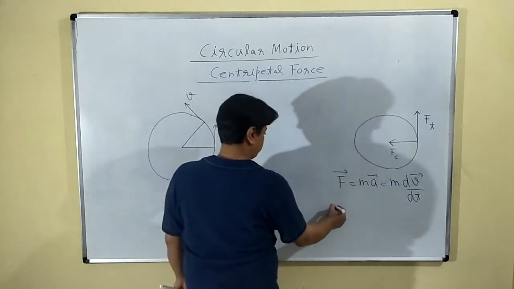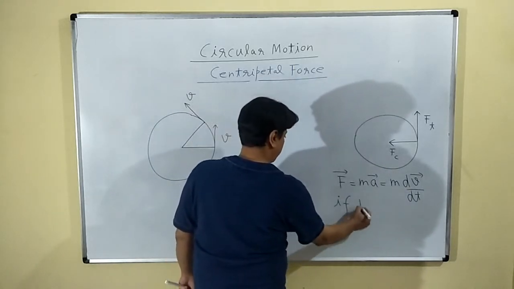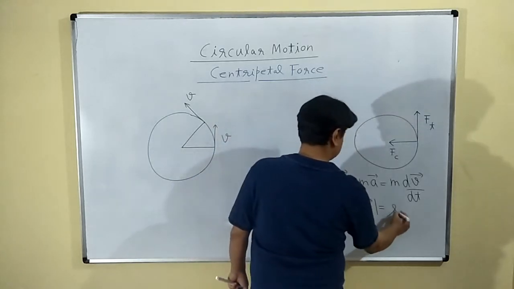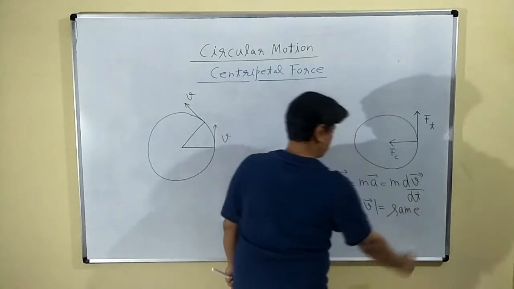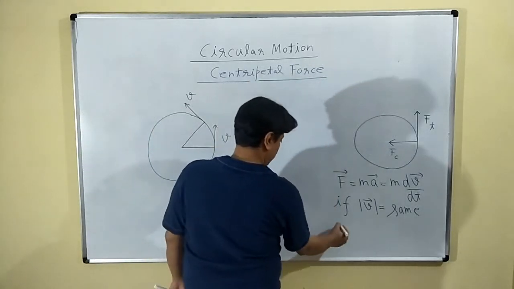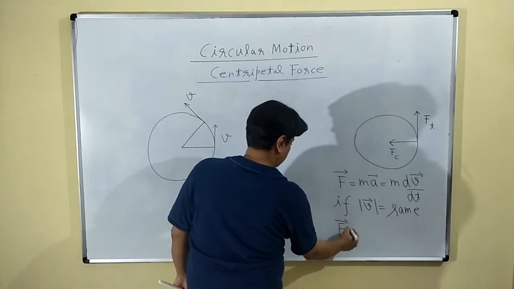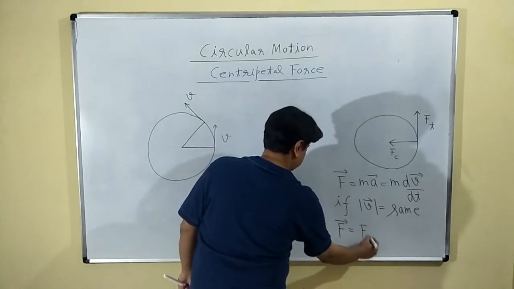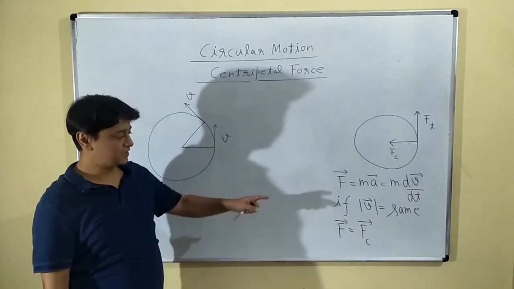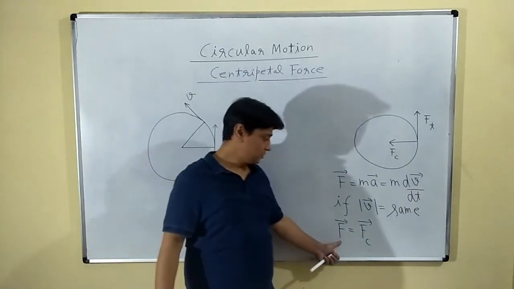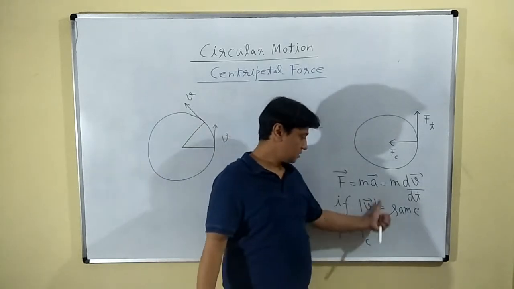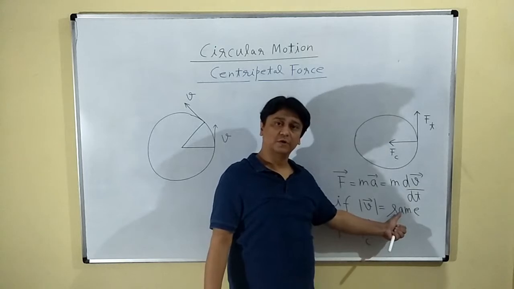Now, if the magnitude of velocity remains the same throughout, if magnitude of velocity doesn't change, then this F is nothing but F centripetal. In the first lecture of circular motion, we have seen all these things. Total force will become what? Centripetal force only, provided there is no change in the magnitude of velocity.